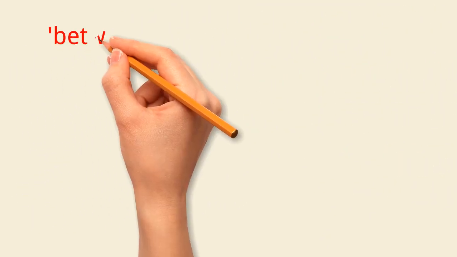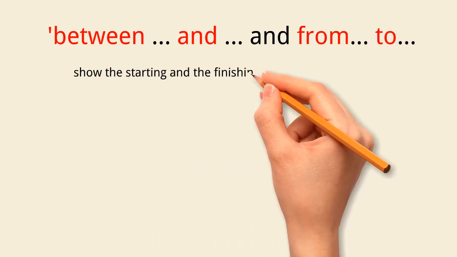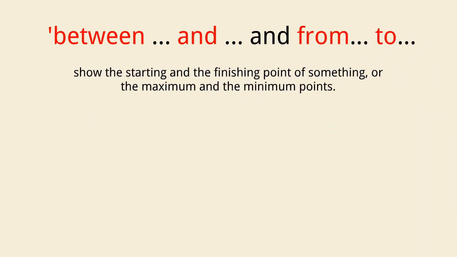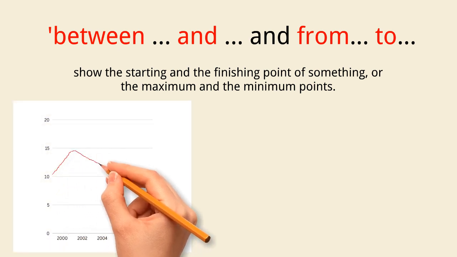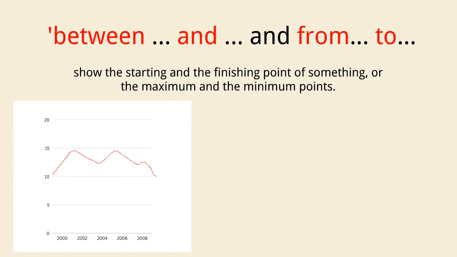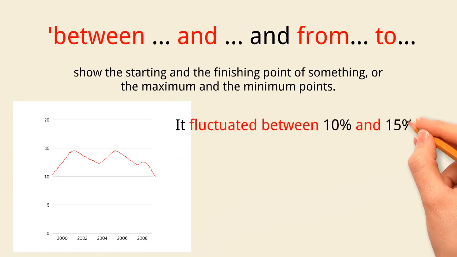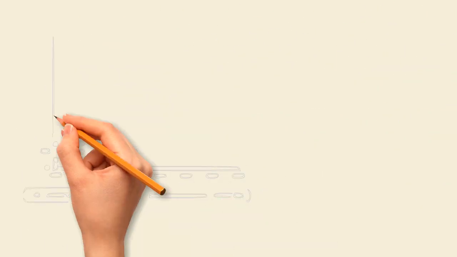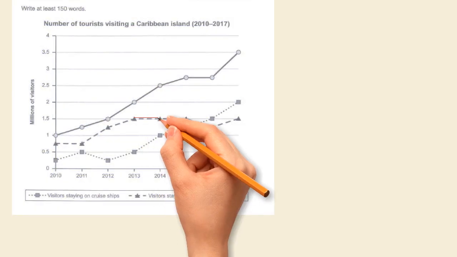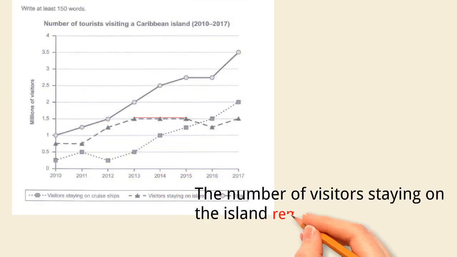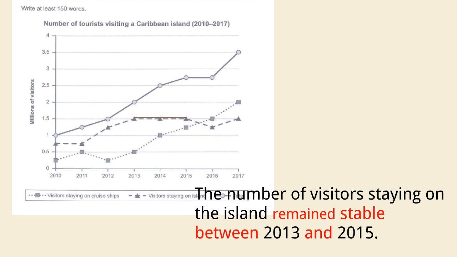Between and from to show the starting point and finishing point of something, or the maximum and the minimum points. It fluctuated between 10% and 15%. 10% is the minimum point, 15% is the maximum point. The number of visitors staying on the island remained stable between 2013 and 2015. 2013 is the starting point, 2015 is the finishing point.